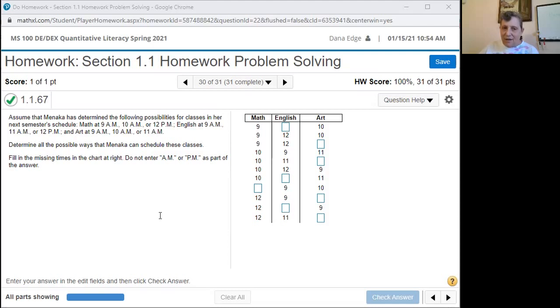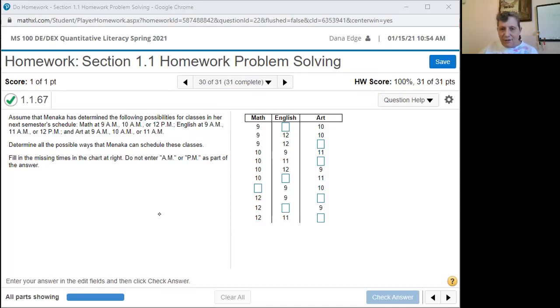She can take math at 9 a.m., 10 a.m., or 12 p.m. She can take English at 9 a.m., 11 a.m., or 12 p.m. And art is available at 9 a.m., 10 a.m., or 11 a.m. Now, obviously, she can't take math and English and art all at 9 o'clock. So we're going to make up a chart here with all the possible combinations that she can schedule her classes.